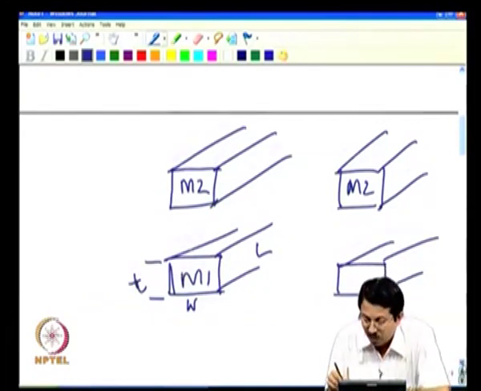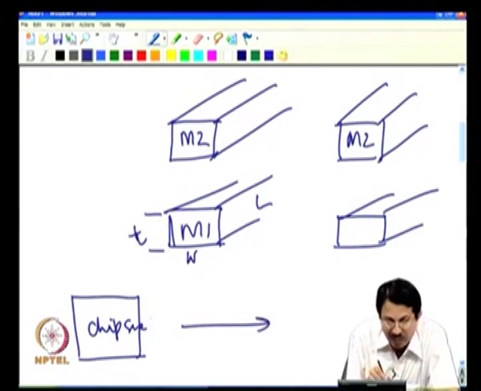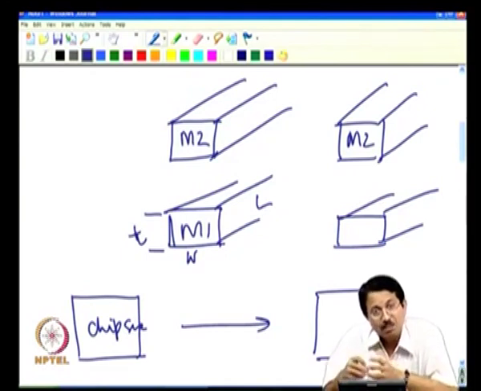So in other words, if you are looking at a chip, the chip size from one technology to the other technology really does not scale. If anything, it is becoming bigger, the chips are becoming bigger.